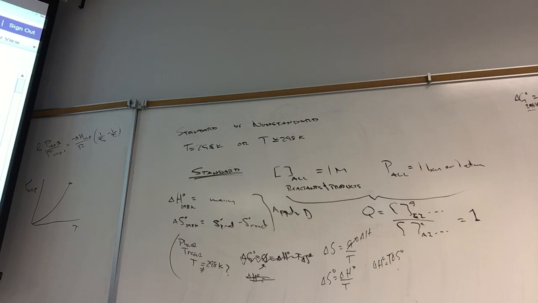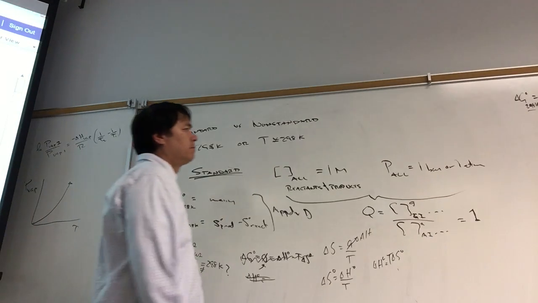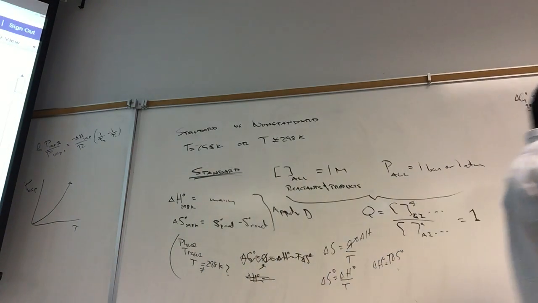All right, that's at 298 Kelvin. So what this just tells you is, what would this tell you? Okay, if delta G naught at 298 Kelvin is greater than 0, it tells you what? Which direction should this reaction go?